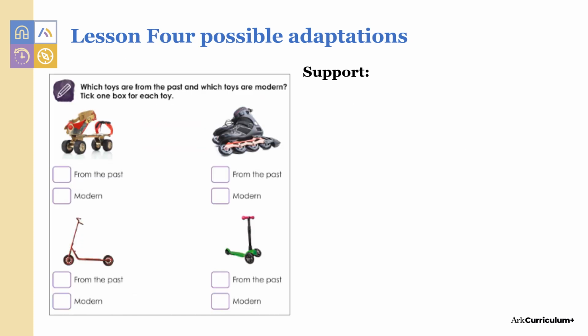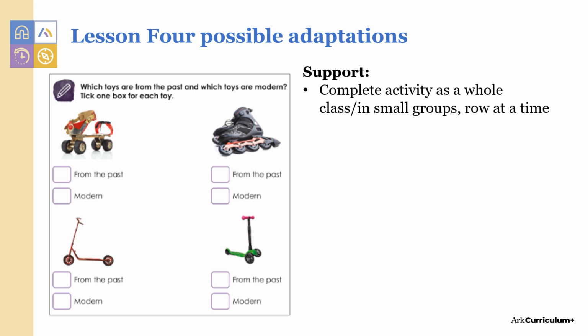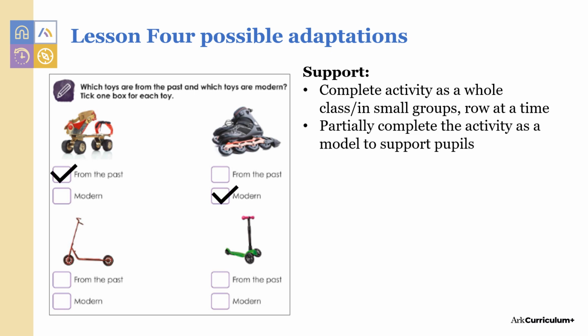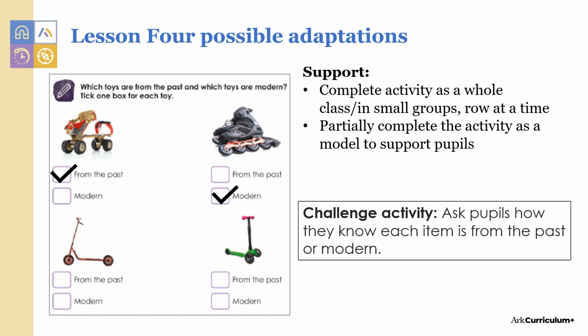In this activity, pupils are asked to tick the boxes to show if the toy is from the past or whether it's modern. Support pupils by completing the activity as a whole class or in small groups, one row at a time. Partially complete the activity as a model to support pupils. And as a challenge activity, ask pupils how they know each item is from the past or modern and to explain their answers.